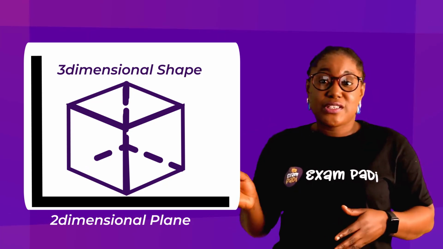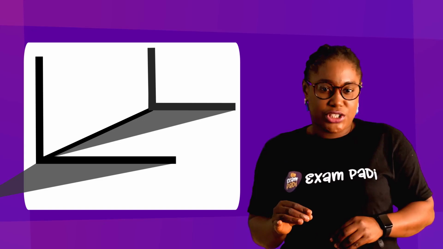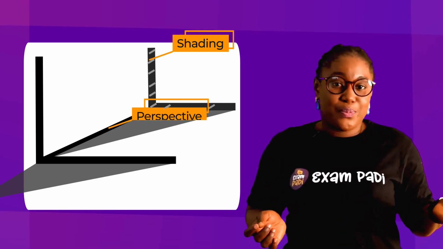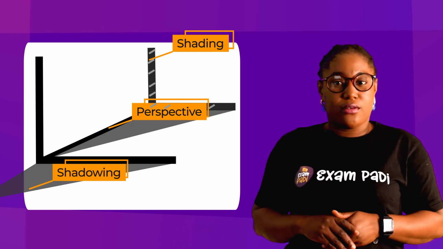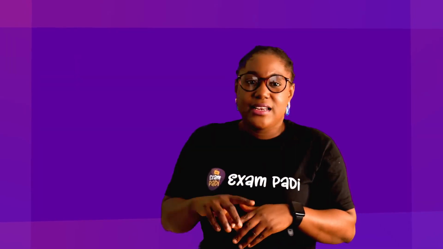Artists use various methods that create the illusion of a three-dimensional shape on a flat surface, such as shading, perspective, and shadowing. Although an artist can strategically make an image appear to be lifelike, the image may not be drawn to scale.